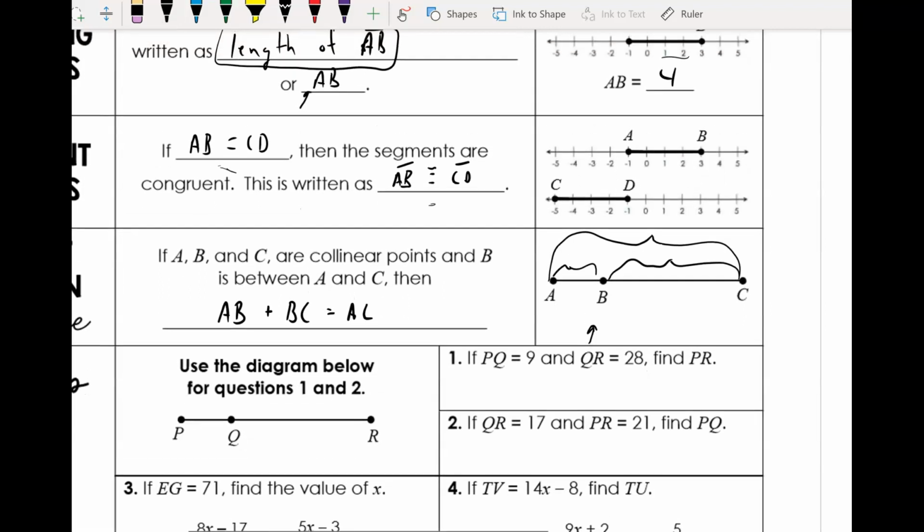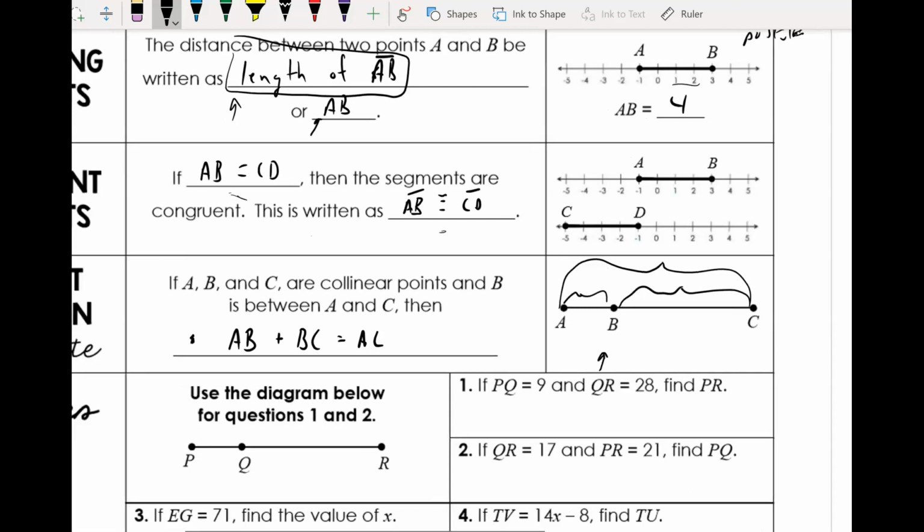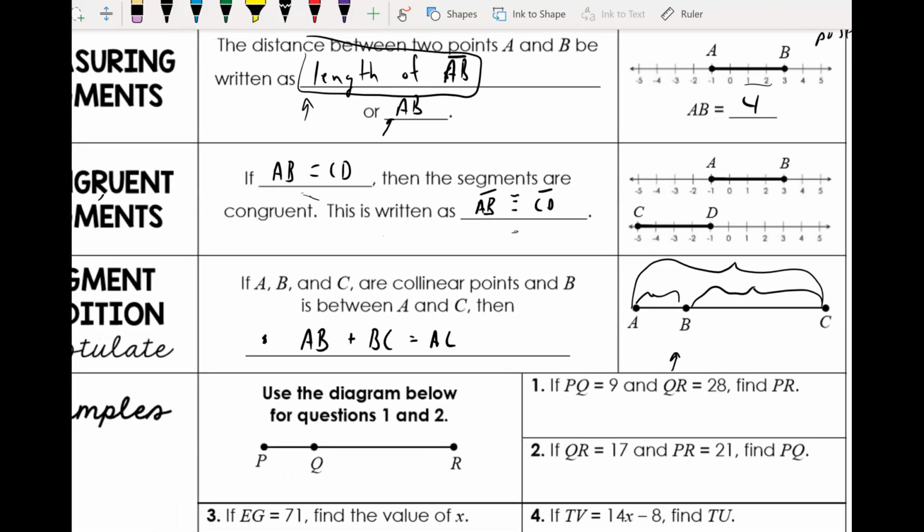Remember, when I wrote this down, I said it the same way as I'm saying it right here. Every time I write AB, I say the length of AB. So it's probably a good time for you to start some self-talk. When you're reading something, don't just read AB plus BC. Read the length of AB plus the length of BC is equal to the length of AC. It's going to make things easier in the long run because you're developing a language right now, the language of geometry.